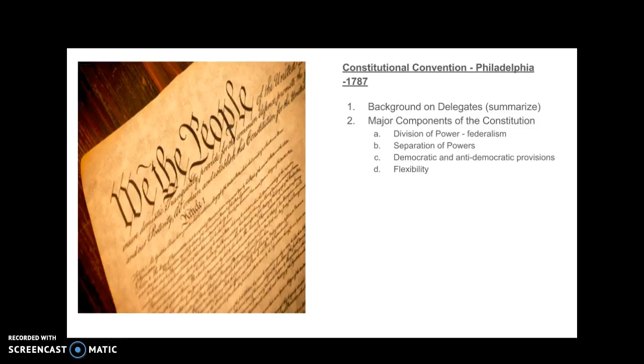There's going to be a second video here that picks up with the major components of the Constitution and follows with the next slides in this presentation.